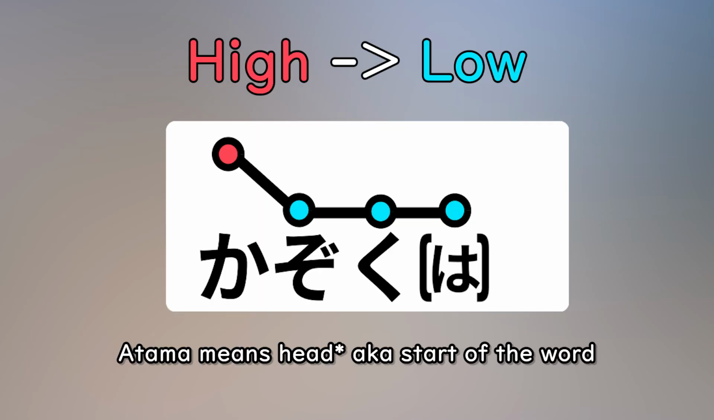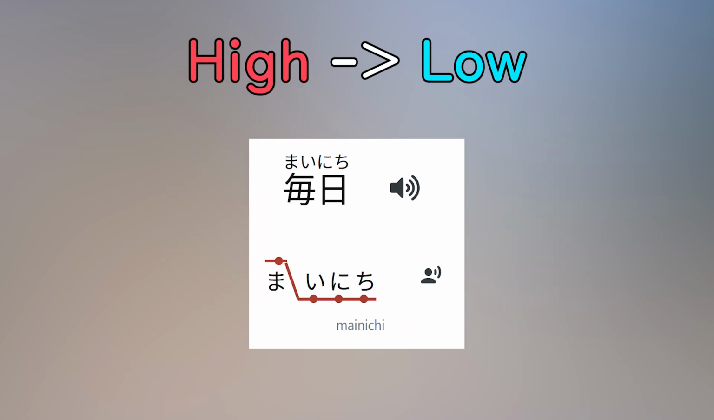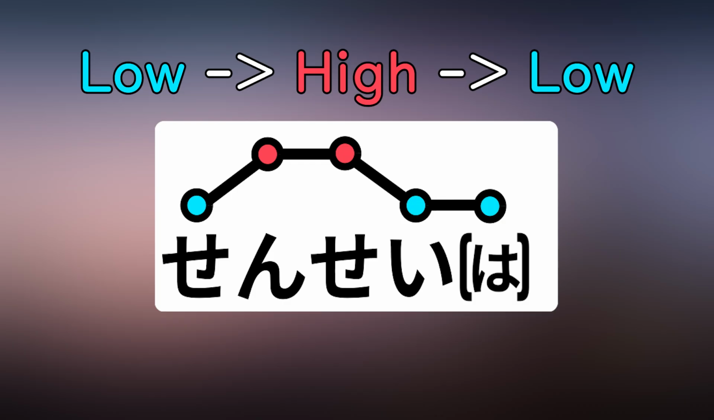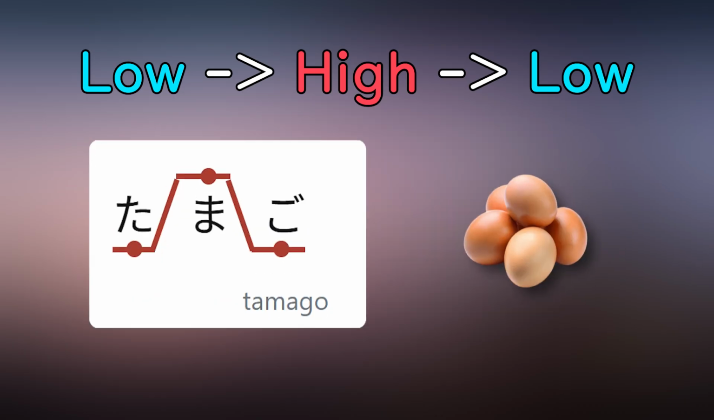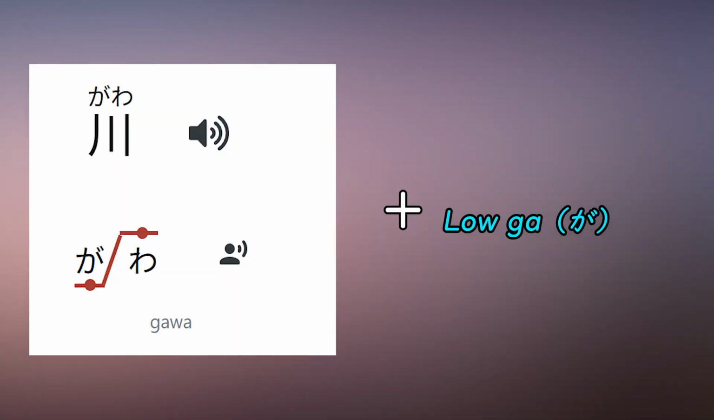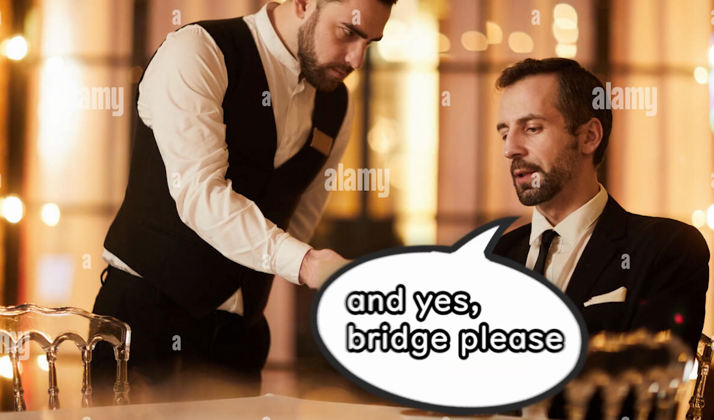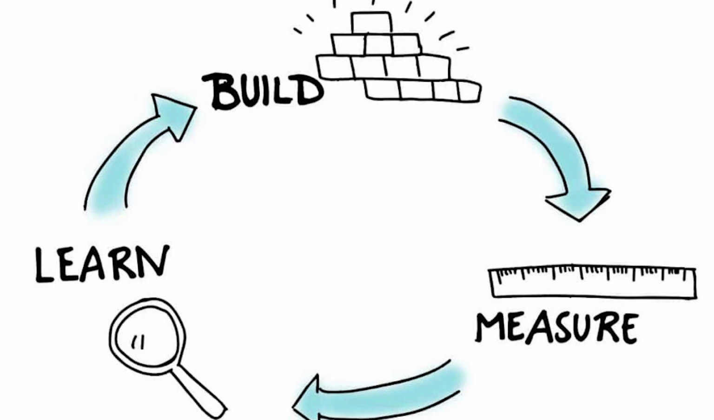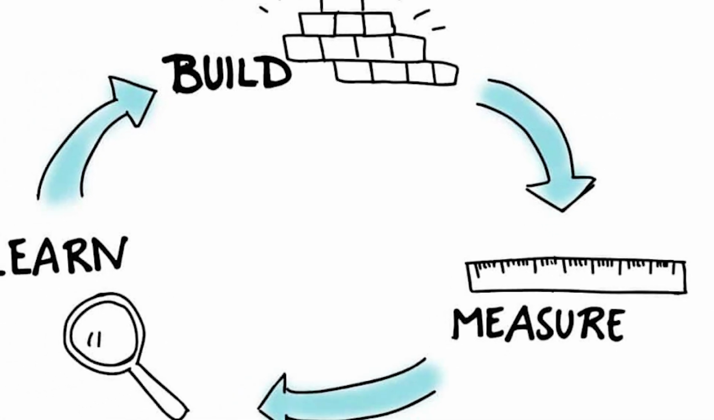Atamadaka drops immediately after the first beat, 毎日, and nakadaka drops in the middle, like tamago. And odaka stays high until the very end, dropping right when you add a grammar particle like ga. 川が. If you mix these up, I'm sure from context people will still understand you, but to truly improve, a constant feedback loop is important.